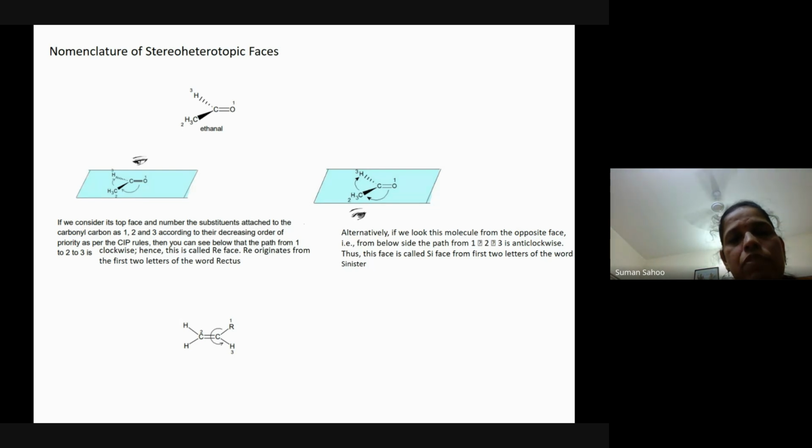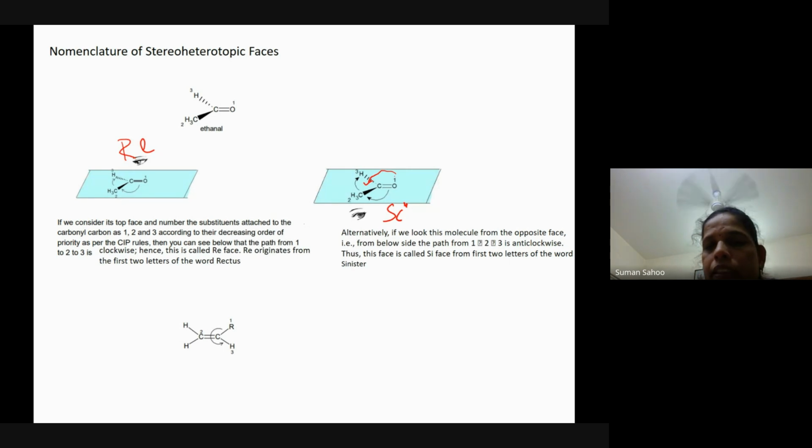When you are viewing it from the top side, while tracing the path from 1 to 2 to 3, that goes in a clockwise direction, so that is known as your Re phase. And when you view it from the downside, actually the arrow is pointing wrong. First, when you view it from this side, you have to imagine that you are viewing from below the surface, then you move your eyes from first priority, then second priority, then third priority in an anti-clockwise manner. So this one is your Si phase.